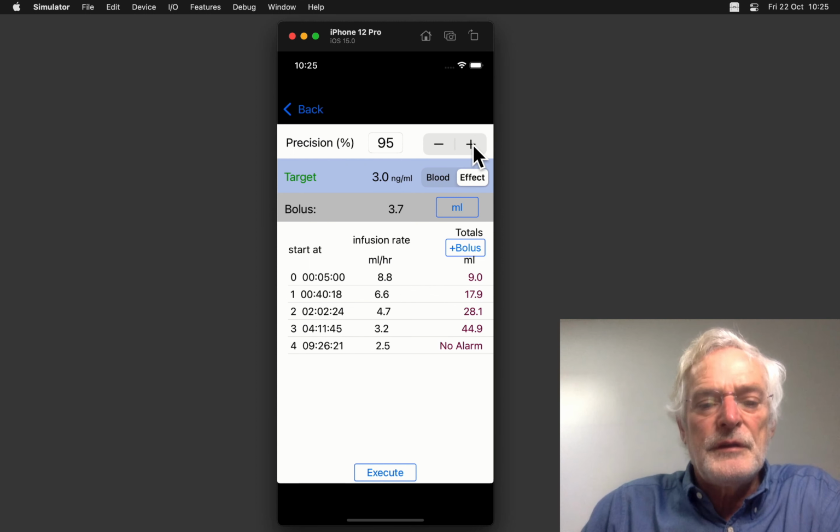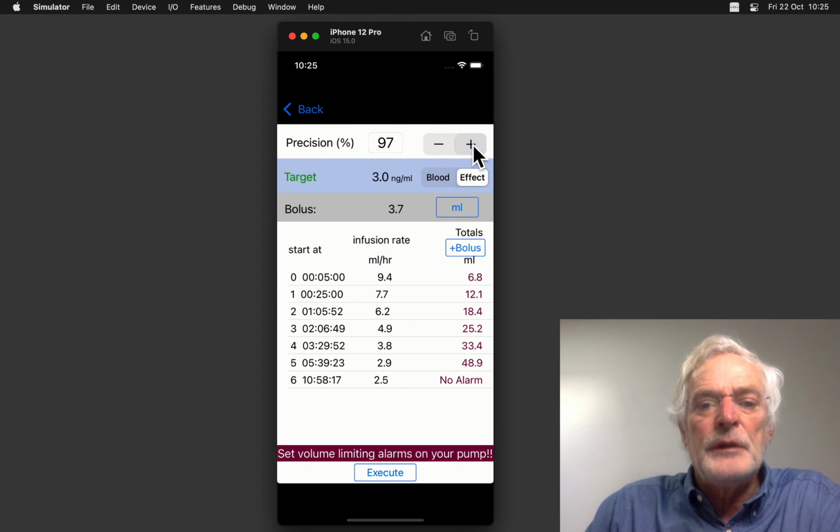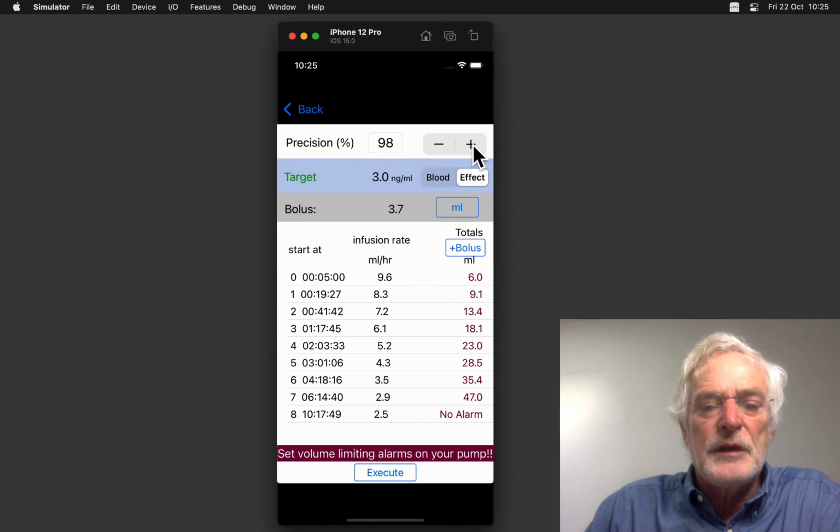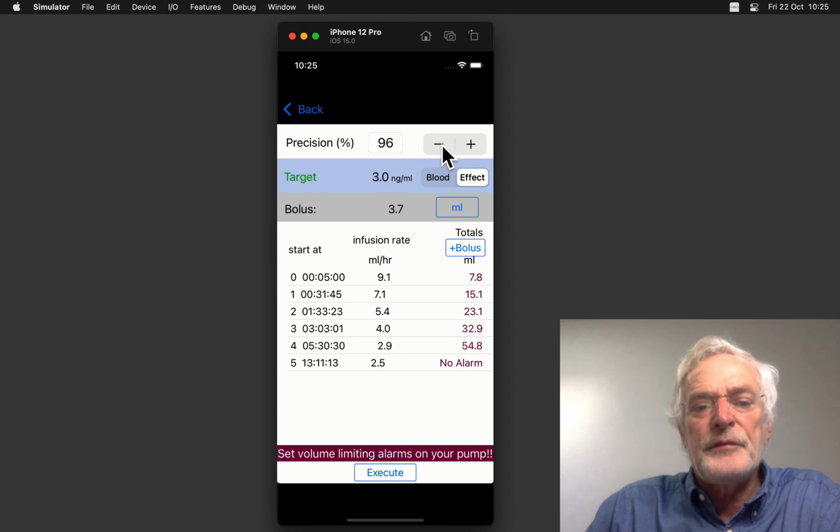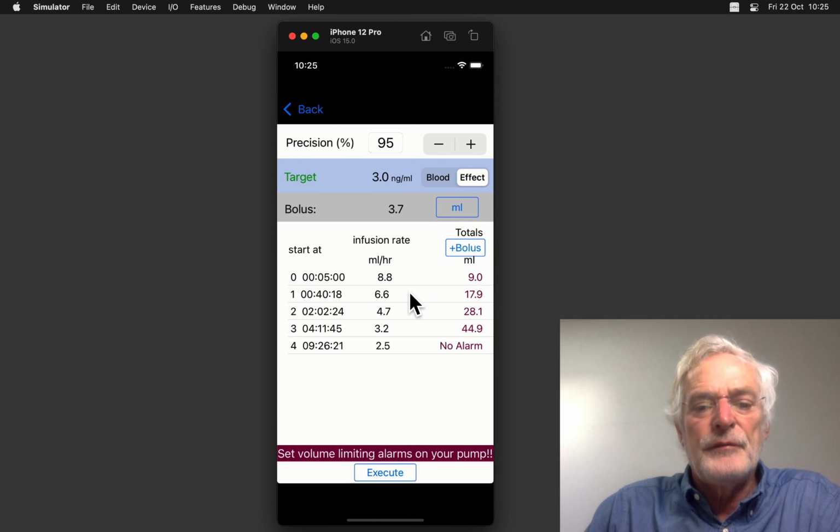If I increase this precision even more, then it's going to be more like a TCI system with very frequent changes over time, which is not very practical. So 96% is probably the best for a manual poor man's TCI. Now, it shows me the totals that are given after every period of unchanged infusion, and I can use these totals to set the alarms on my manual infusion pump.